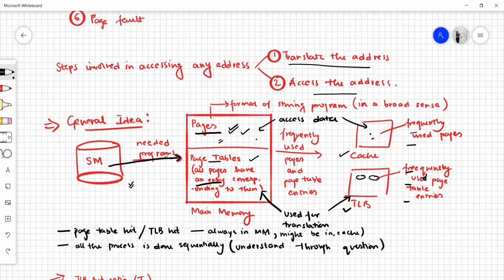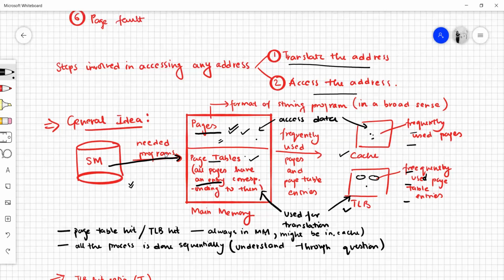So whenever I say we go to pages, it is going to the main memory. If in case we don't find the translation in the TLB, the second case, that is TLB miss, we go to the page tables to translate the same address. After getting the translation from the page table, we'll again find the pages either in the cache or in the main memory itself.